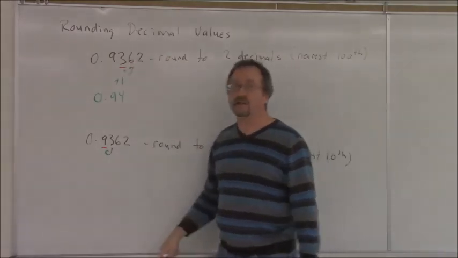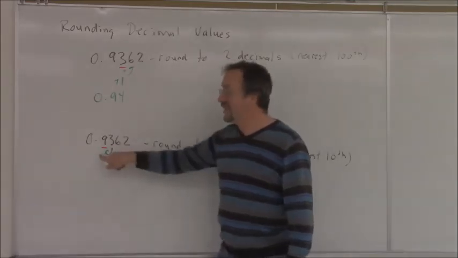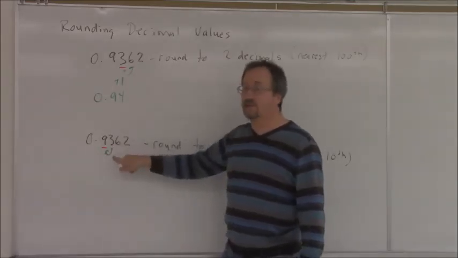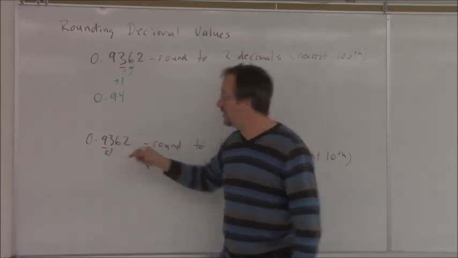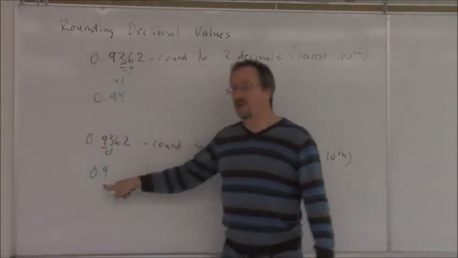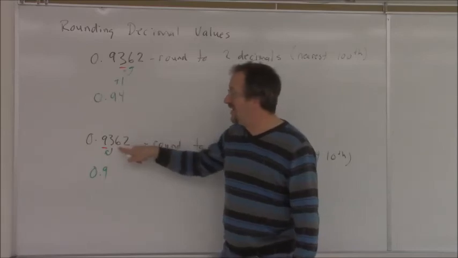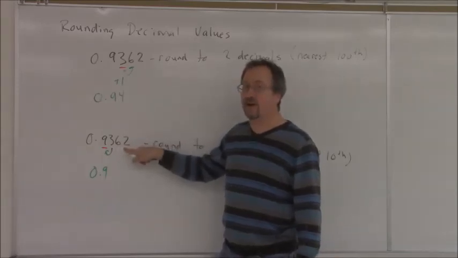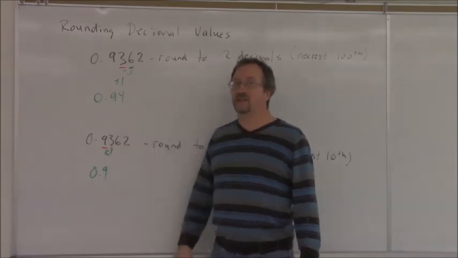Down here, we're rounding to the nearest tenth. So I have a 9 here. What that means is I look at the number after it, the 3 will tell me what to do. Because 3 is between 0 and 4, that means leave it the way it is. So that number rounded to 1 decimal, 0.9. Again, the 6 doesn't matter and the 2 doesn't matter. They don't mean a thing when we're rounding. Just the digit immediately following is the one that tells us what to do.